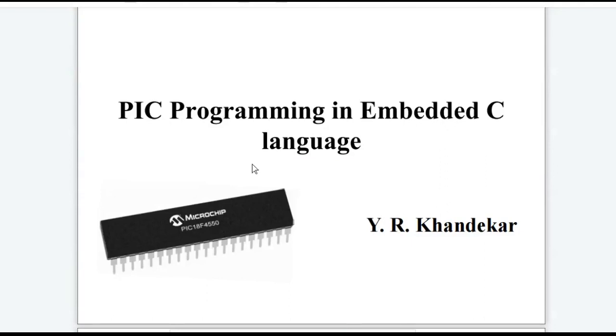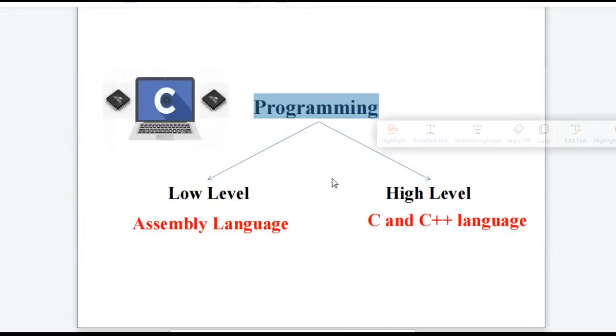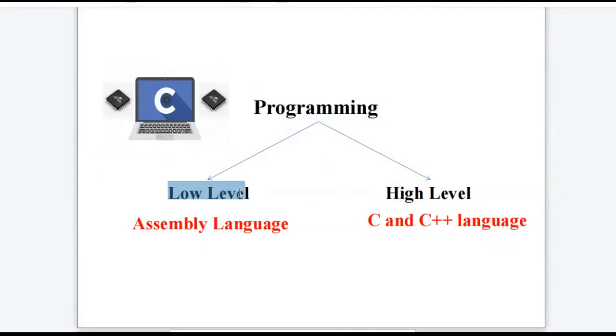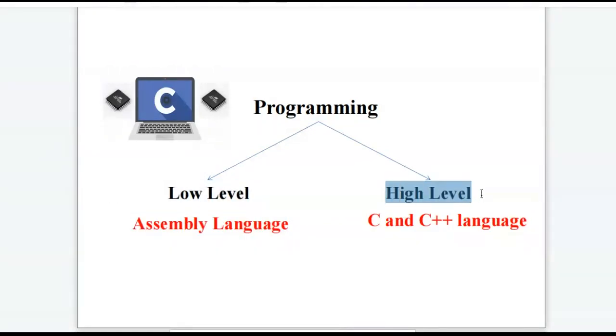Hello and welcome everyone. Today we'll discuss the PIC programming in embedded C language. Now programming is divided into two types or two levels. First is low level programming. In that we have assembly language. And high level programming, for example, C and C++, Java, Python, these languages come under high level programming.